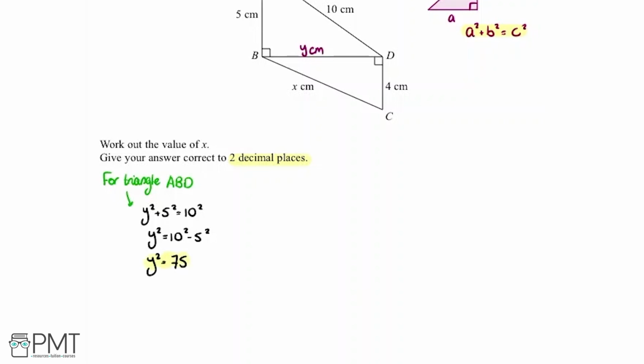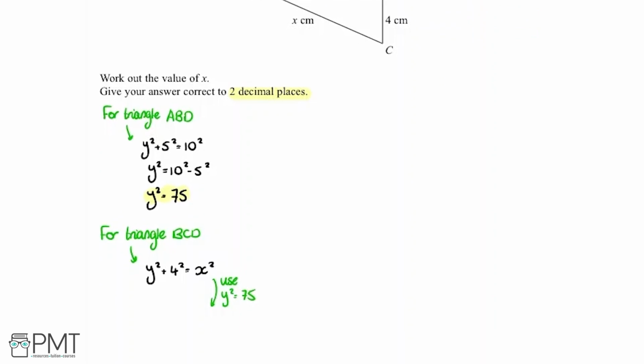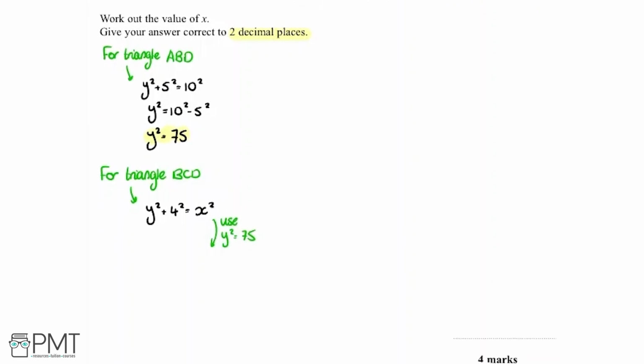And I could go further and try and get y by itself and square root both sides. However, I'm not going to do that, and you're going to see why later. That's an irrelevant step and there's no point doing it. So we're now going to work with this triangle here, triangle BCD. We're going to have y squared plus 4 squared equals x squared. Now, we've got y squared here, and we know, because we worked out in the previous step, what y squared is. So we can sub that in, and we can see why we didn't square root this, because if we did, we'd just have to square it again. So using y squared equals 75, we're going to have 75 plus 4 squared equals x squared.